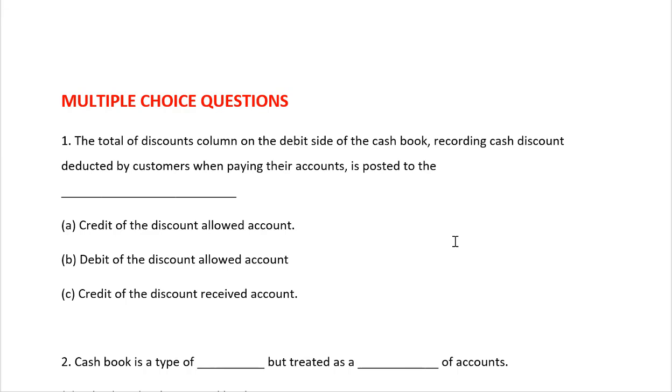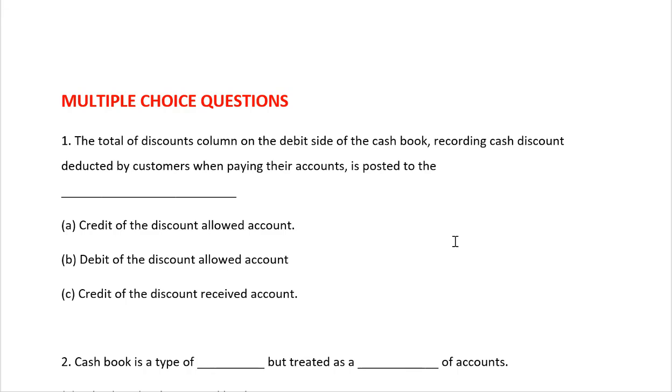The total of discount column on the debit side of the cash book recording cash discount deducted by customers when paying their accounts is posted to: A. Credit of discount allowed account. B. Debit of discount allowed account, credit of discount received account.